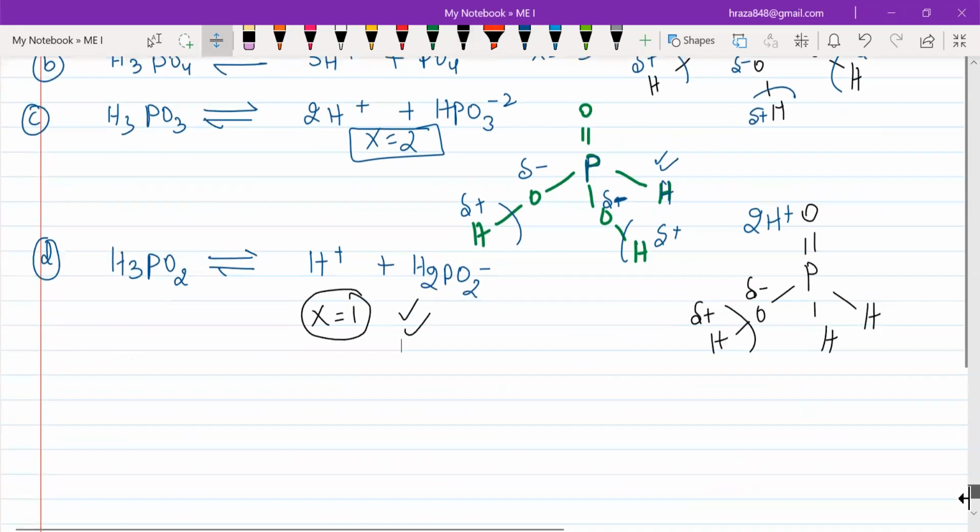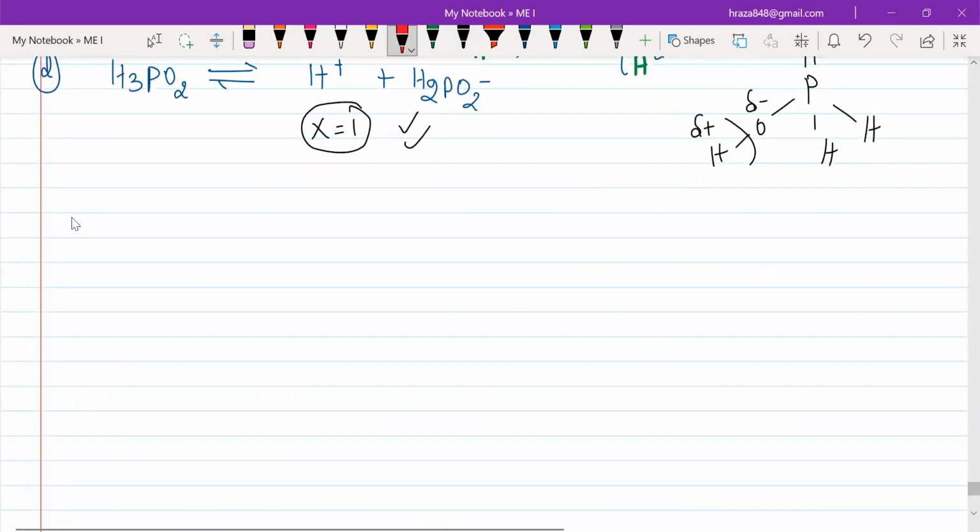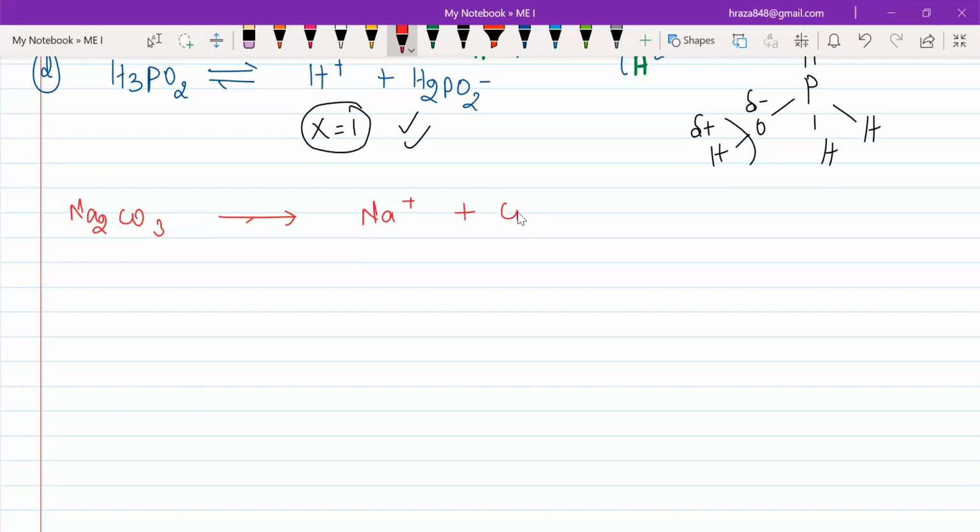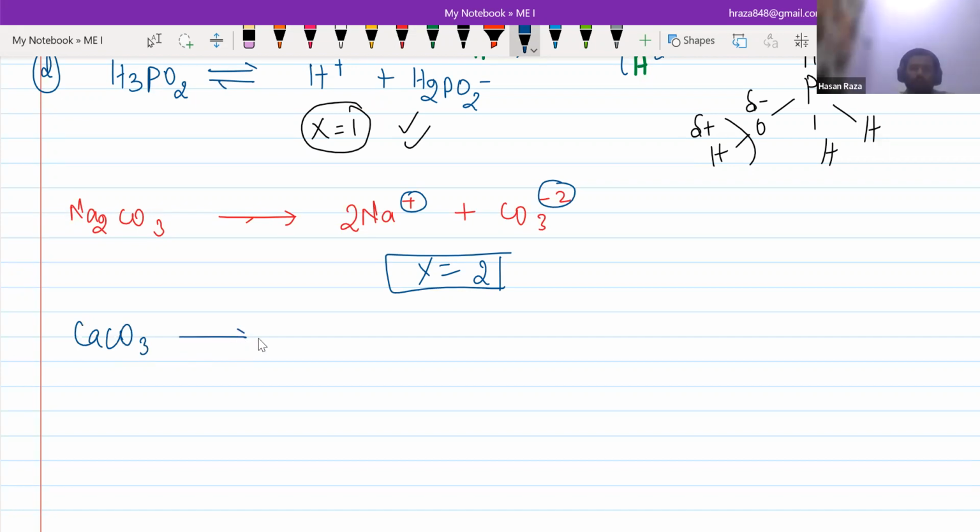Now for Na2CO3 and CaCO3, since it is a salt, we can also do this. When you dissociate it, it will dissociate into Na plus and CO3 minus. To balance it, you have to multiply it by 2. X is equal to either the negative charge or the total positive charge, so it will be equal to 2. Is that clear? Anushka? Yes, sir, clear. So this is how we calculate all this. CaCO3 will be Ca plus 2 and CO3 minus 2, and here x will be equal to 2.